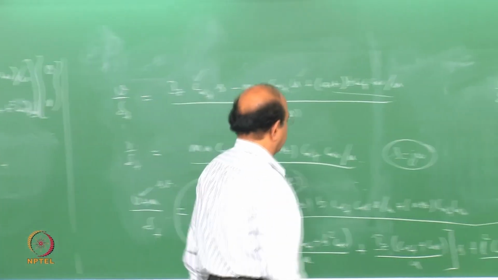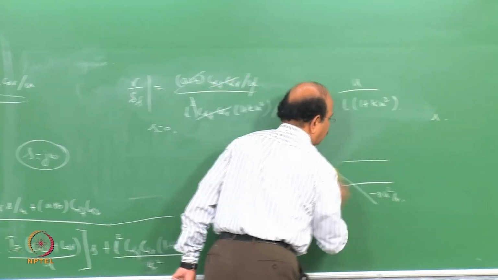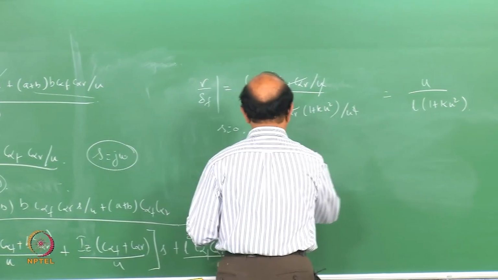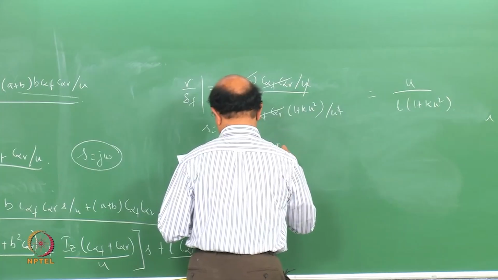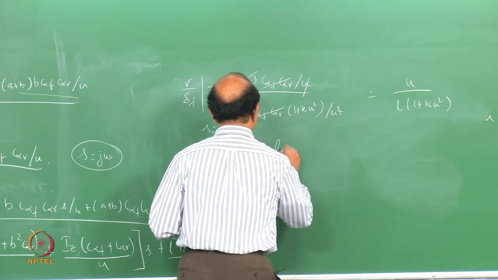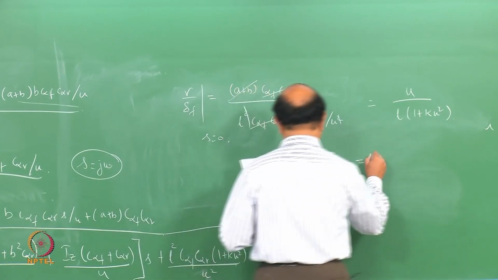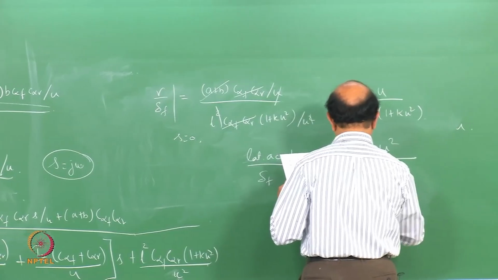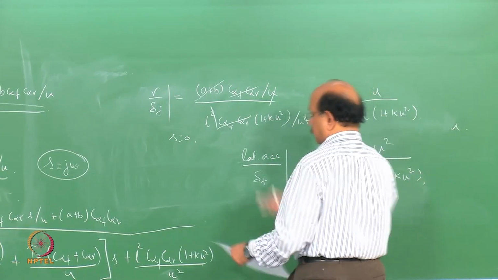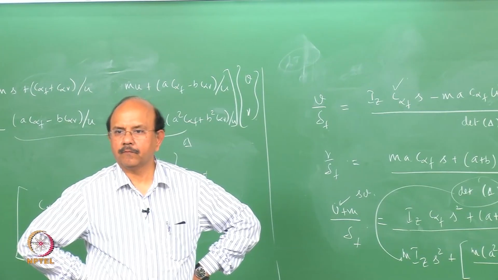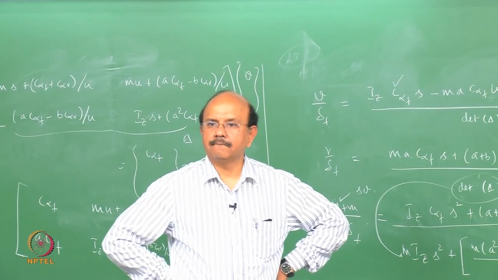Okay, so let's write down the steady state gain for A1. I'll call this lateral acceleration divided by delta F at S equal to 0, is equal to U squared by L into 1 plus K U squared. Substitute it and you can get that. Clear?